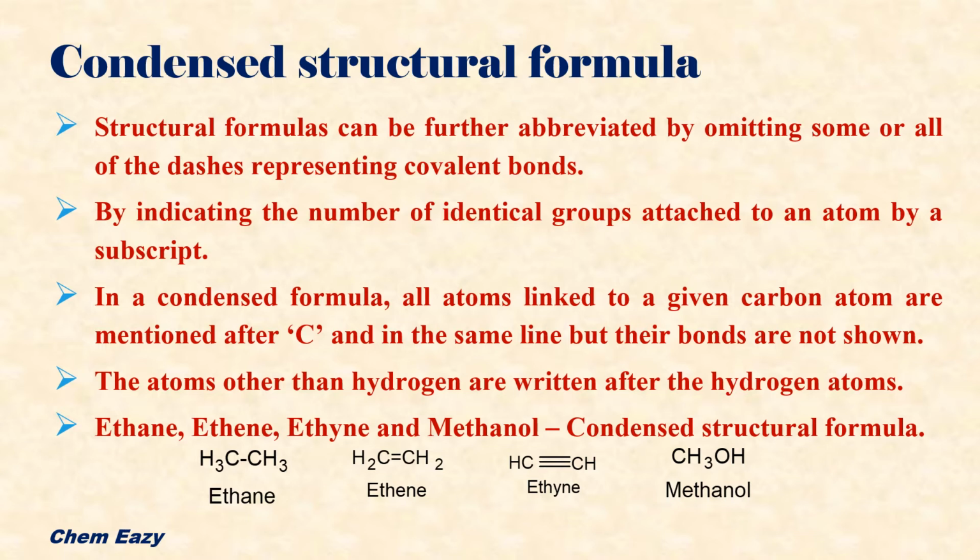For example, consider this ethane. So this is the condensed structural formula of ethane. So here only the carbon-carbon single bond, that is between the carbon and carbon atom, one single bond is there. Only this dash is shown, and this carbon is attached to 3 hydrogen atoms, and this carbon is also attached to 3 hydrogen atoms. So the bonds between carbon and hydrogen are not shown. So those 6 single bonds are not shown here.